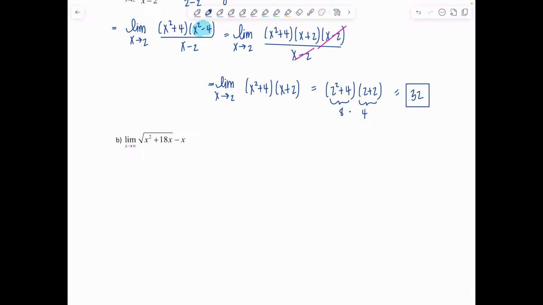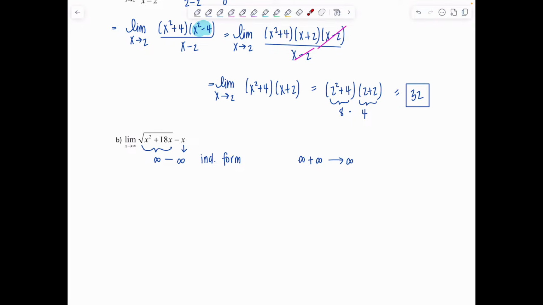Next one, limit as x approaches infinity of the square root of x squared plus 18x minus x. So the problem here is that as x approaches infinity, the square root of x squared plus 18x, that's approaching infinity. And then I have minus this x over here, that's also approaching infinity. Infinity minus infinity is another indeterminate form. There's 7 indeterminate forms, just like there's 7 deadly sins. 0 over 0 is one of them. Infinity minus infinity is one. Infinity plus infinity is not. Infinity plus infinity approaches infinity. Oh, why couldn't they have made this a plus? Because they want us to do something snazzy.